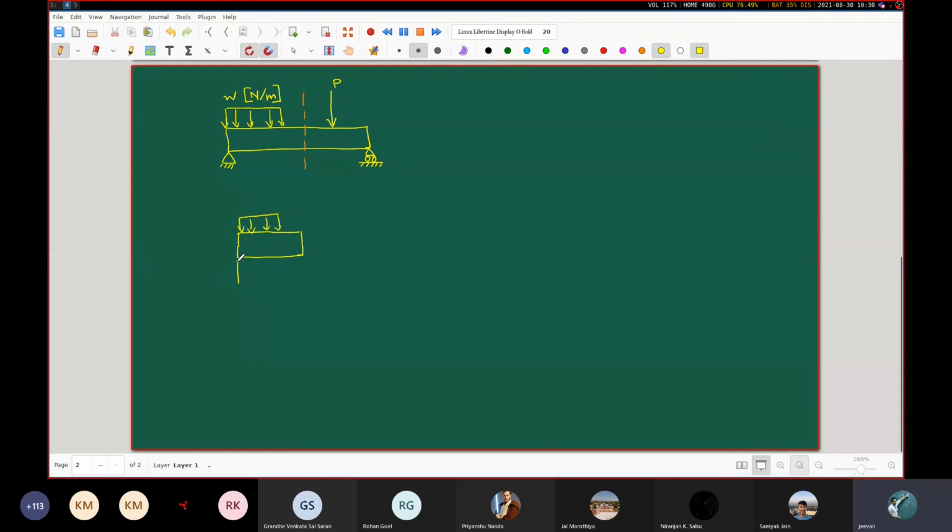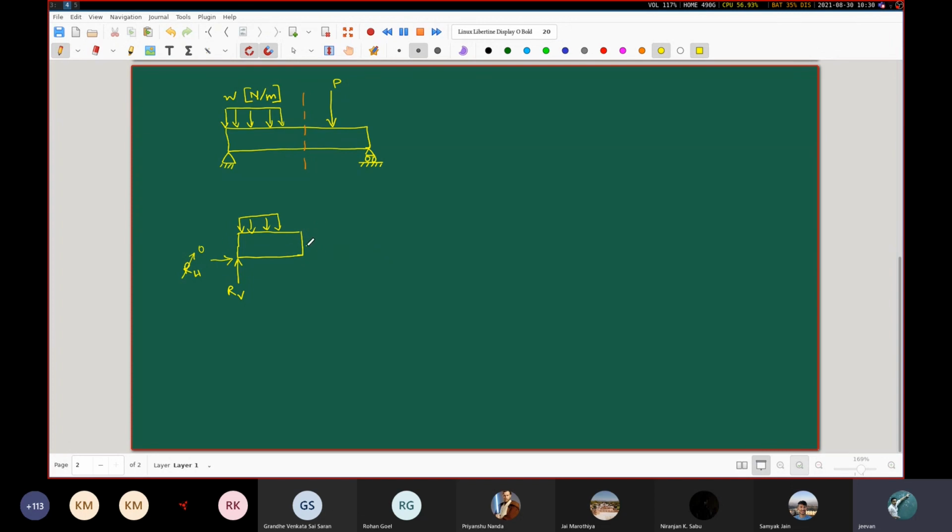You will have some kind of a vertical reaction force, let's say some RV. You will eventually find out that the RH will be 0, but for the sake of completeness, let's write it. It will come out to be 0.